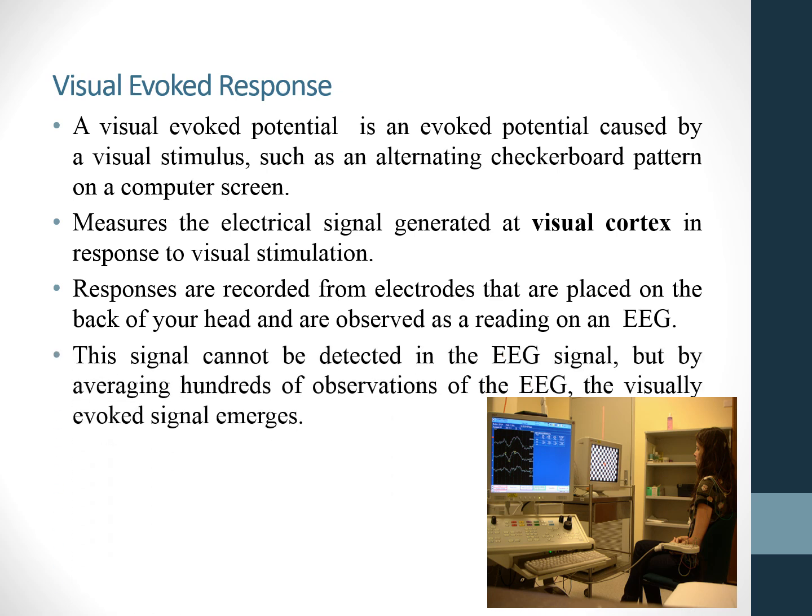This type of signal cannot be detected directly in the EEG signal, but by averaging hundreds of observations of EEG, the visual evoked signal emerges. So by applying ensemble average to the EEG which contains visual evoked response, you can extract the visual evoked signal from the EEG.